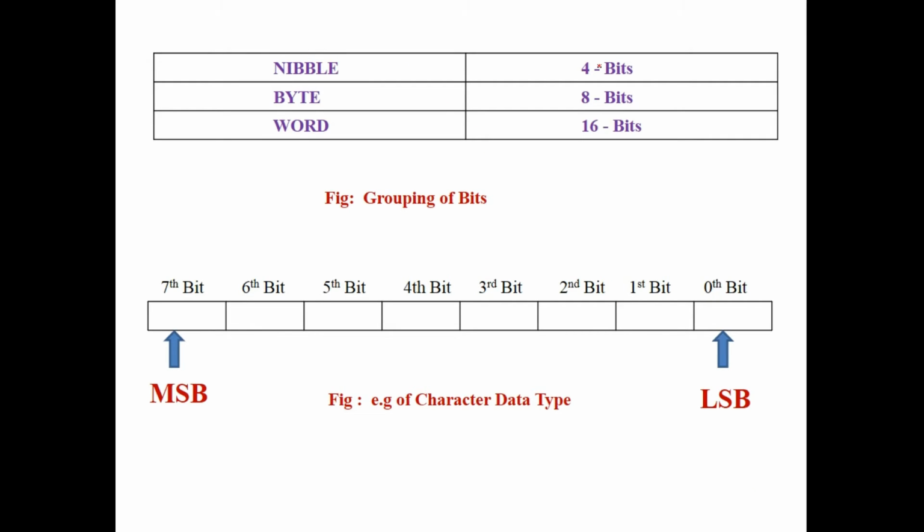A nibble is 4 bits, a byte is 8 bits, and a word is a collection of 16 bits. So when you write any number, this is the part of LSB and this is called its MSB. So this is the grouping of bits and it is a grouping of a byte.